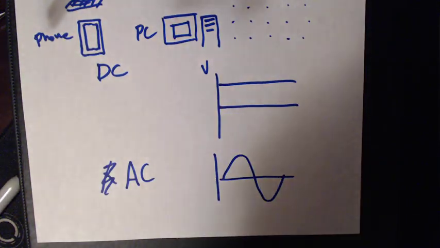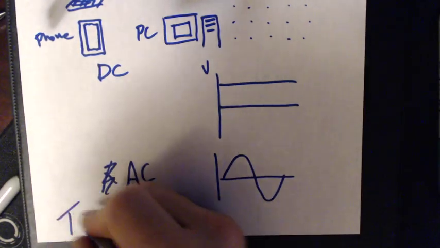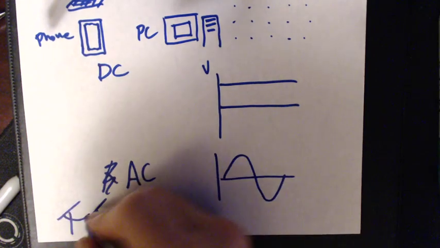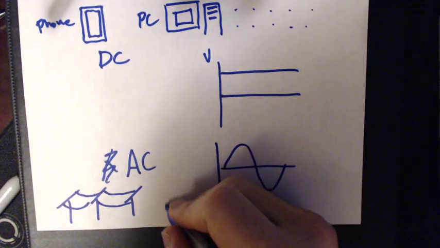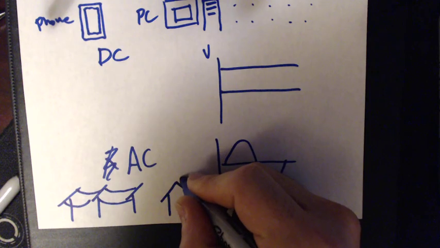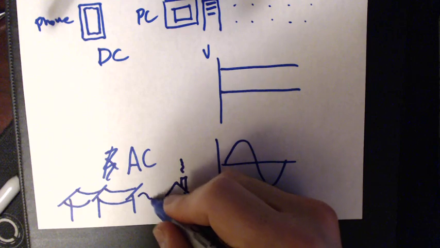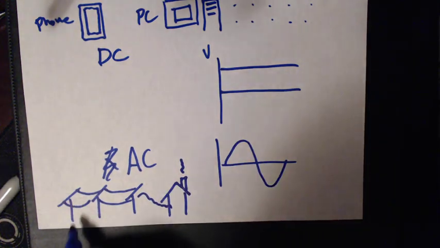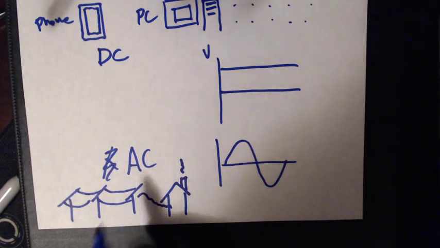is alternating. Now AC we need for power distribution. These are power poles. And I'll attempt to draw a house. Now to get power from the power factory to your house, you need AC.